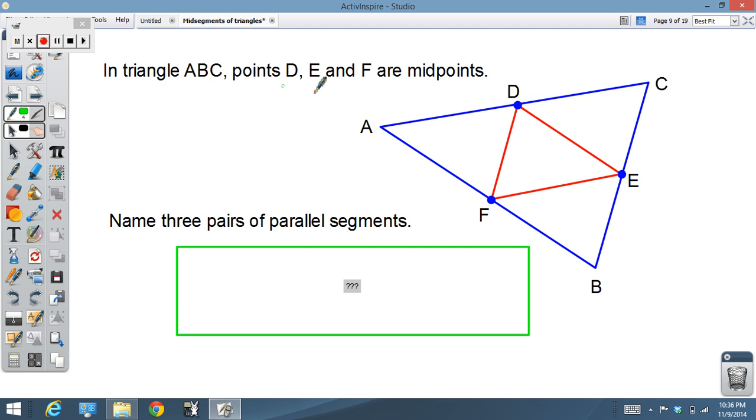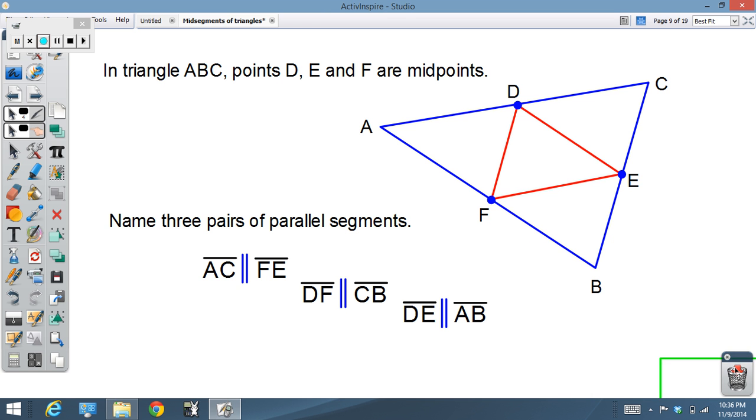Triangle ABC, points D, E, and F are midpoints. So name 3 pairs of parallel segments. Pause, I'll reveal in just a moment. Ready? Here we go. Next question coming up.